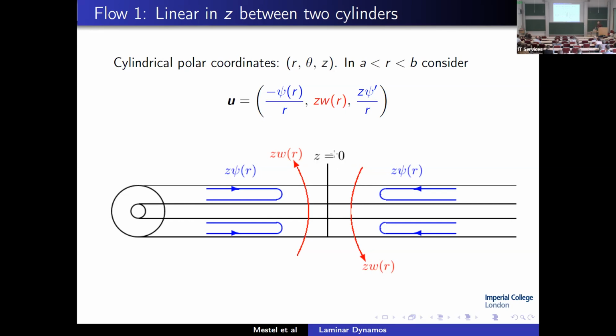And then the poloidal flow has a stream function z times a function of r. If it's 0 on the walls, it'll look something like this, it'll turn around here. So that's what we've got, some sort of flow like that. And that's an exact solution of the Navier-Stokes equations, provided psi and w obey some ODEs.